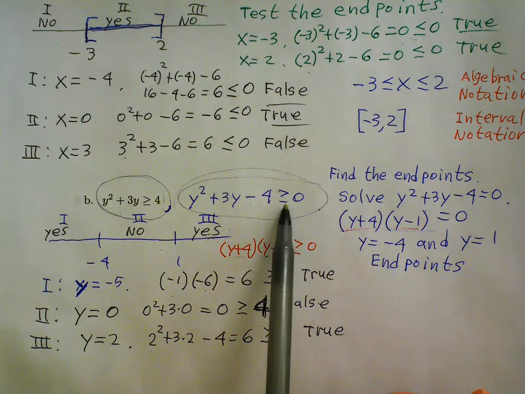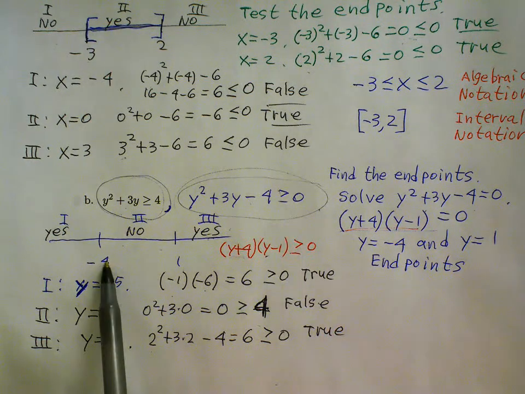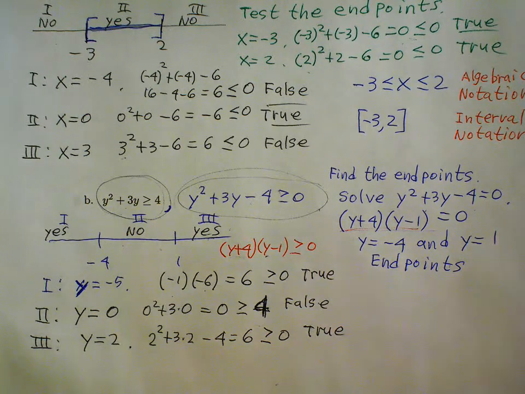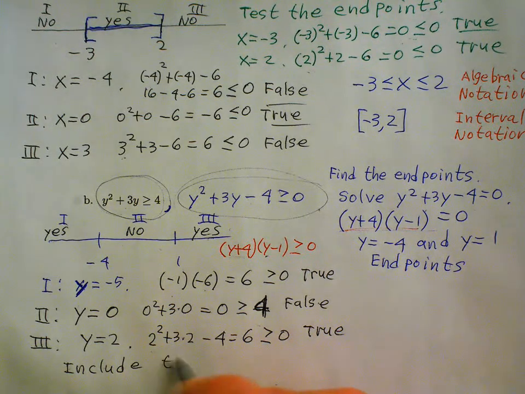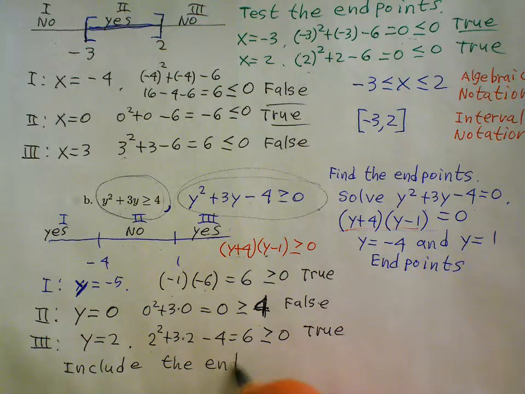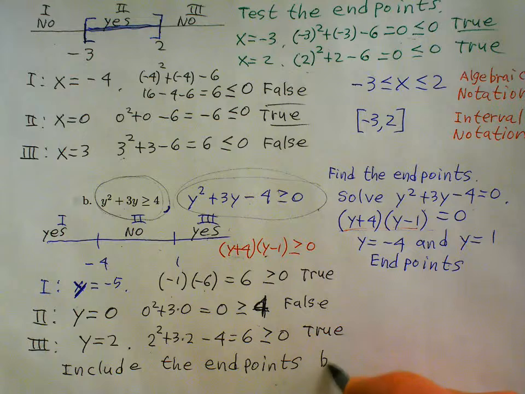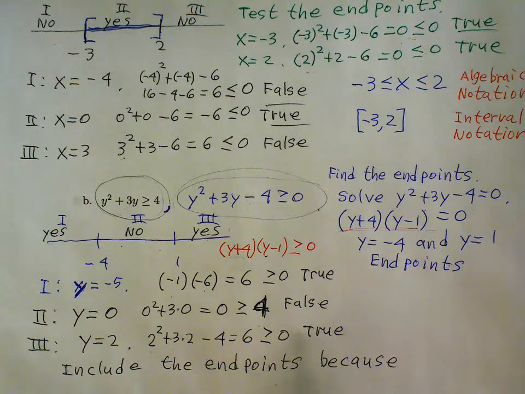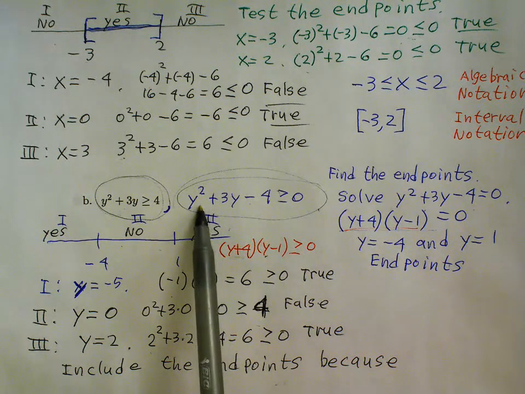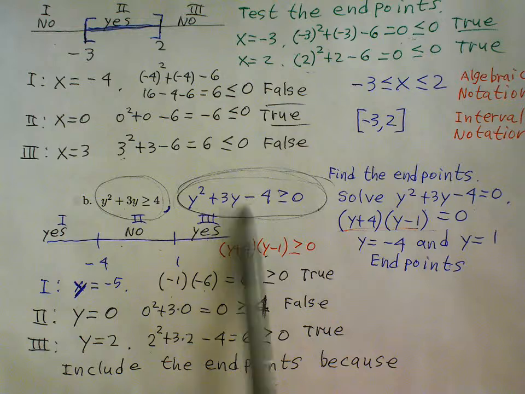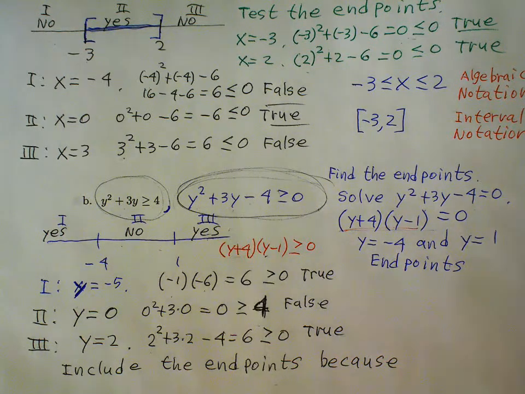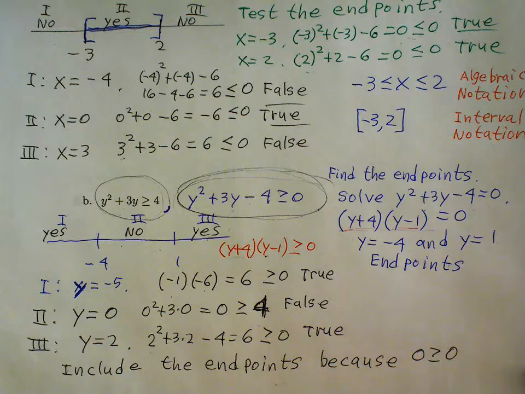Since the inequality is greater than or equal to 0, for a quadratic inequality, we are going to include the endpoints. If you remember, the endpoints in this inequality are the y values that make the left-hand side 0. And 0 greater than or equal to 0 is true.